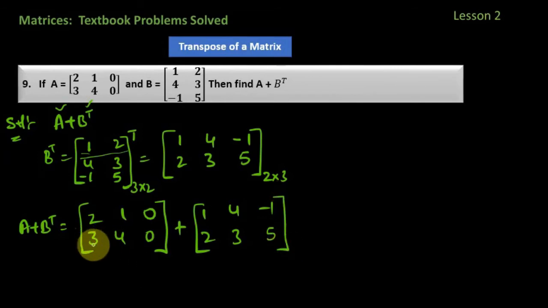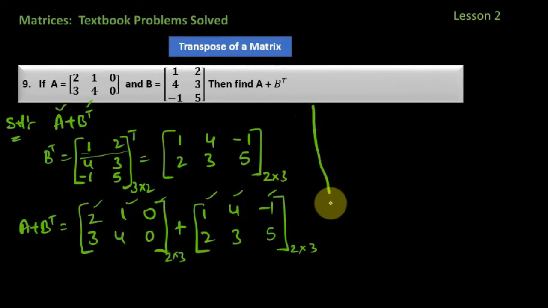See, for addition of two matrices, their order should be the same, then only we can add here, right? So the order of this matrix is 2 rows, 3 columns. Similarly, this is also 2 rows, 3 columns, right? Then only addition is possible, right? How do we add? Very simple. Already we did it. Simply add the corresponding elements. 2 plus 1, 1 plus 4, 0 plus -1, similarly 3, 2, right? So I think you can easily solve this one.